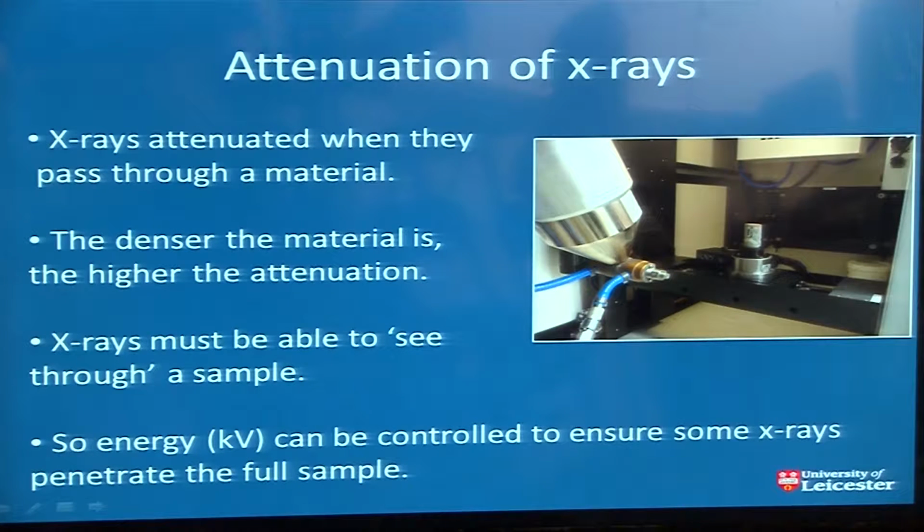So the technique works because if we pass X-rays through a material, those X-rays get attenuated by that material. And the denser the material is, the higher the attenuation, keeping it simple. So to get an image, your X-rays must be able to pass through that sample. Okay, so we do need enough energy in the X-rays to go all the way through the sample to get an image. And we can control that energy that we pass through the sample to ensure that we get enough X-rays through to get a nice image.